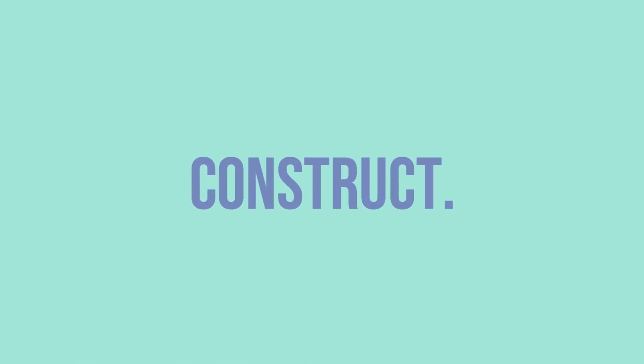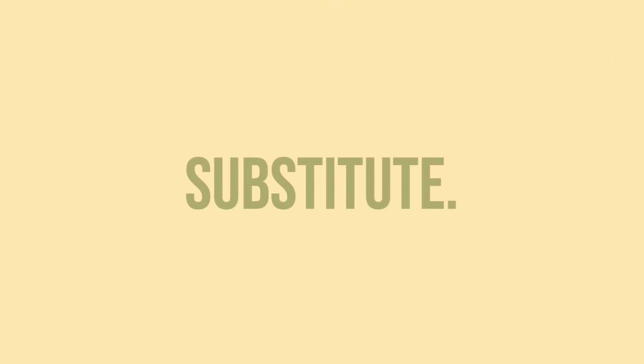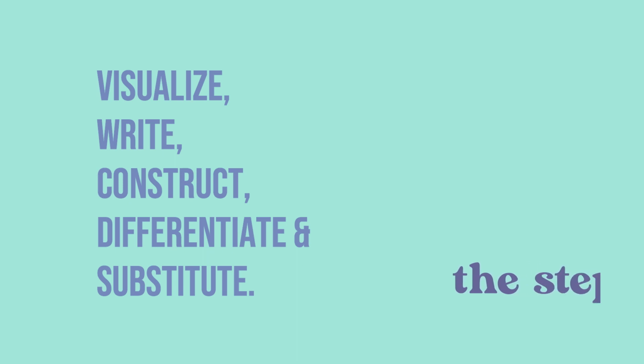Construct your equations. Relate your equations to the variables concerned. Differentiate both sides with respect to time. Use the chain rule and implicit differentiation. Substitute your values to solve for the required rate of change. With the said steps, we can solve for problems involving related rates.